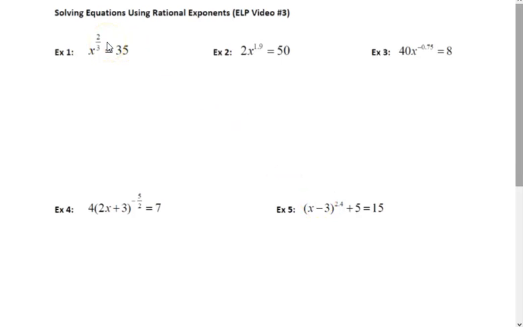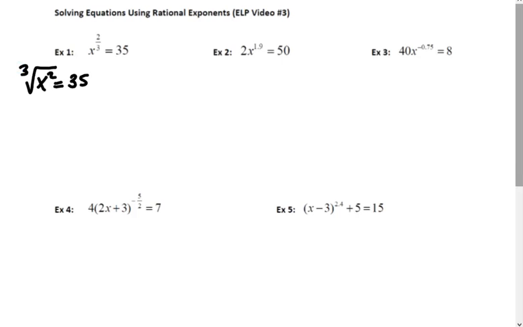Now, how do you solve an equation using rational exponents? There are two strategies. I'm going to recommend one as being the most efficient for most problems, but there are actually two ways you can do some of them. So x to the 2/3 equals 35. One method I could use would be to rewrite my x to the 2/3 using a radical. Remember that the 2 is the power and the 3 is the root. So this is the cube root of x squared equals 35.